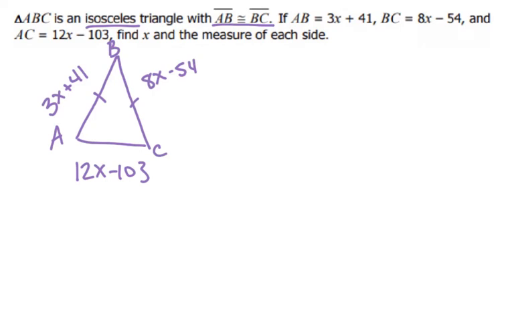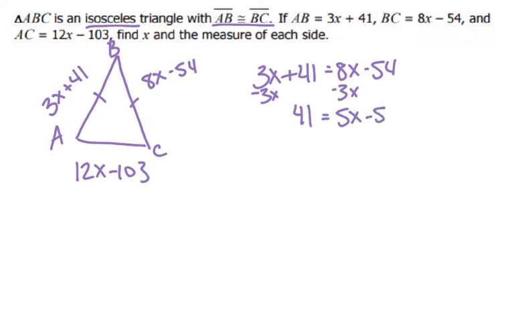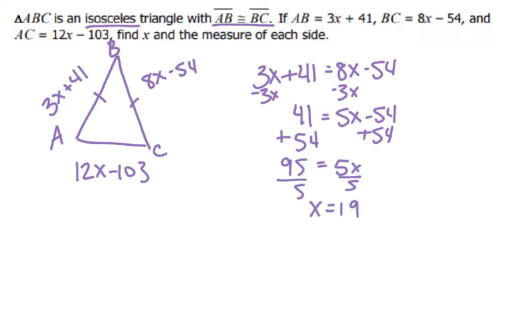And now, since I know that the AB and BC sides are equal, I can take those equations and set them equal to each other. I'm going to get all my x's to one side. I'm going to move my 54 over. And I'm going to divide by 5 on both sides. I get x is equal to 19.